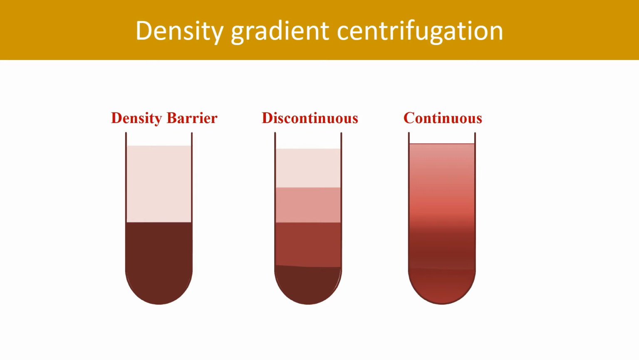And the last figure is the continuous gradient. What happens in a continuous gradient is the density increases smoothly from top to down. It will keep on increasing in a linear fashion, and it is very different from the discontinuous or density barrier type, where the gradient is a stepwise increase, whereas in the continuous case it is a smooth increase of gradient from top to bottom.